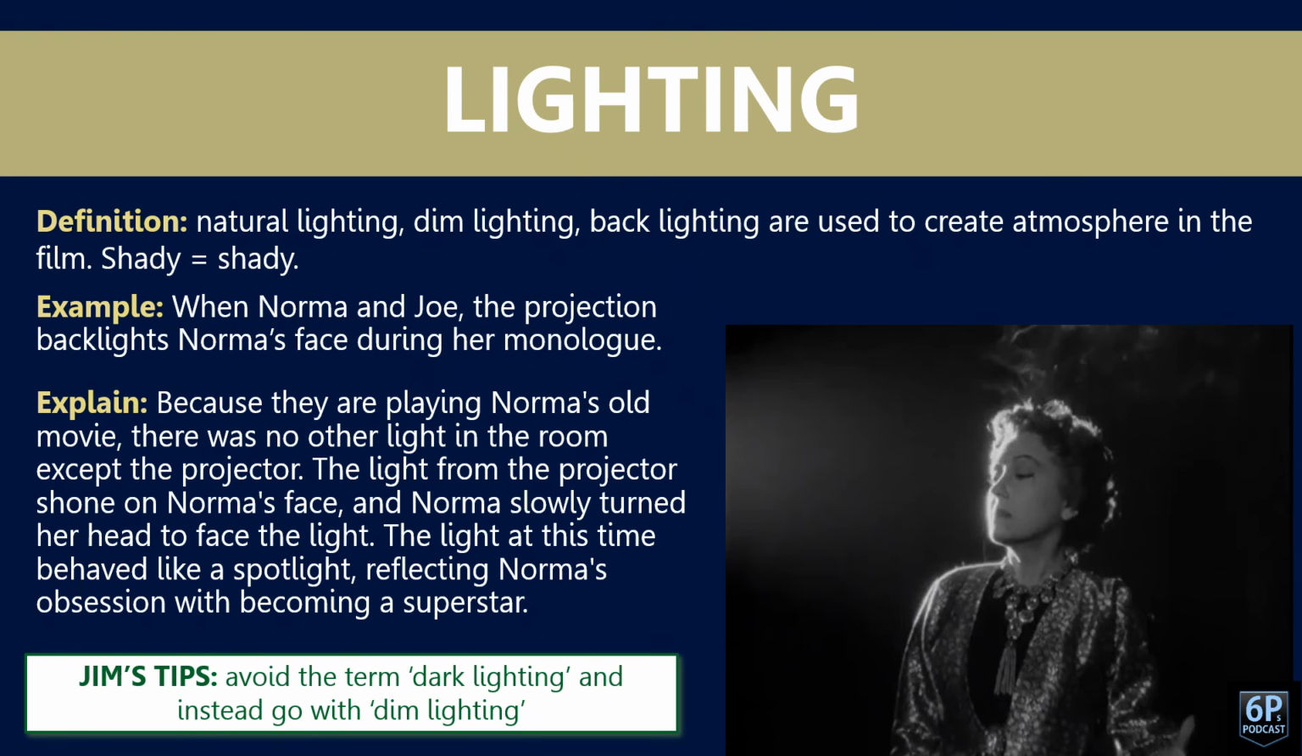A good example here, we're just going to springboard off the previous scene, is when the projection backlights Norma's face during her monologue. Because they are playing Norma's old movie, there was no other light in the room except the projector. The light from the projector shone on Norma's face, and Norma slowly turned her head to face the light. The light, at this time, behaved like a spotlight, reflecting Norma's obsession with becoming a superstar.